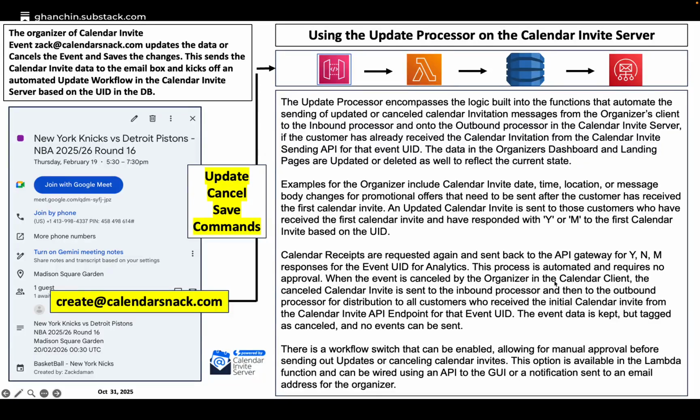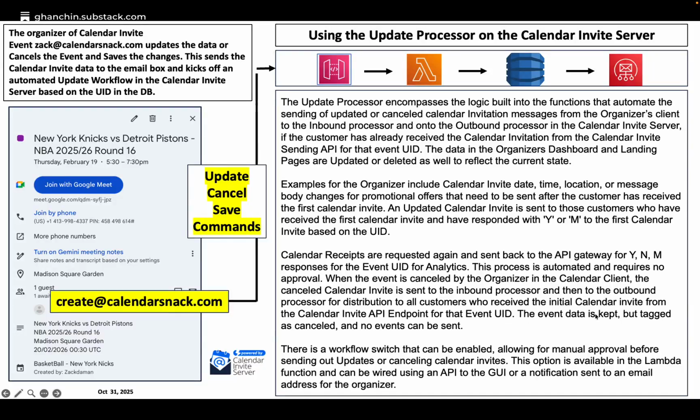When the event is canceled by the organizer in the calendar client, the canceled calendar invite is sent to the inbound processor. Then it follows the workflow to the outbound processor for distribution to all customers who have received the initial calendar invite from the calendar invite API endpoint for that specific UID.